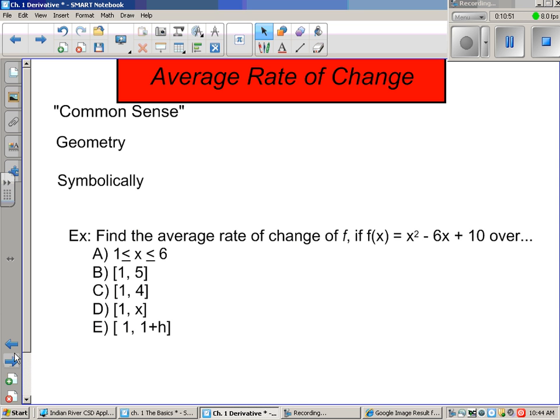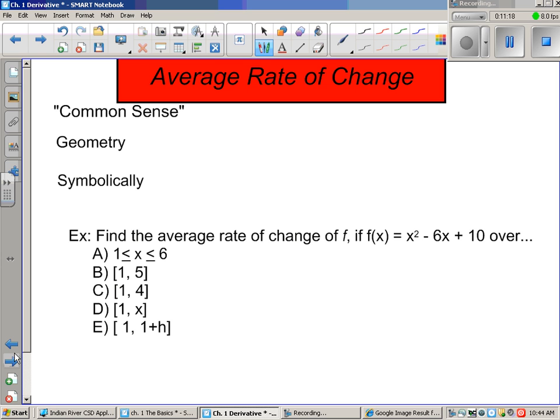And when you look at average rate of change, there's a part of it that is just simply common sense. So you're figuring out the average, geometry-wise, where you're looking at it in terms of the picture of what's happening. And then there's, of course, the more practical way, symbolically, that we're doing this.